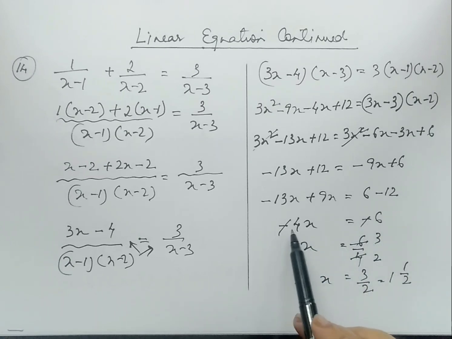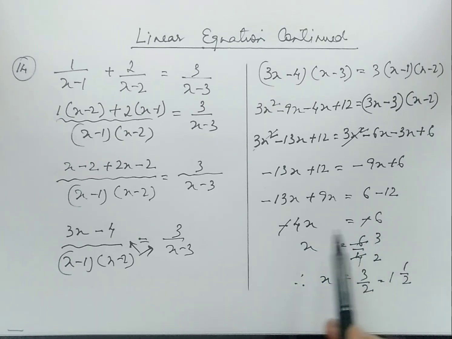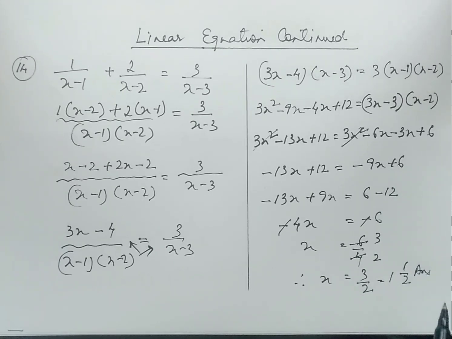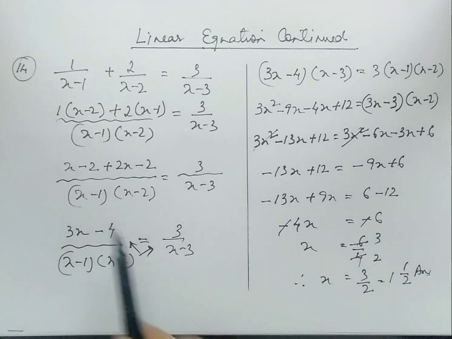Minus minus can be cancelled from both sides, and x is isolated thus, and we get 3 by 2. This is an improper fraction which is converted into a mixed fraction, and we thus get this as an answer. Alright guys, so I hope you have also taken in this kind of sum in linear equations. There will be a few more coming in future.